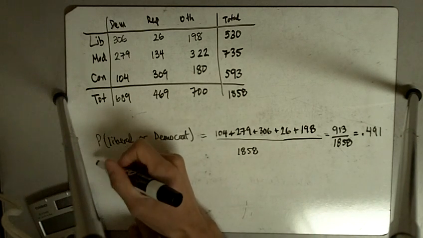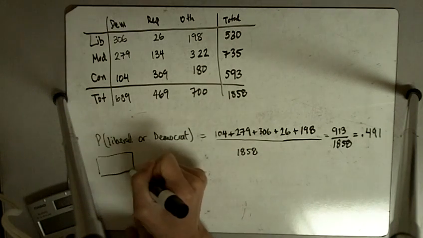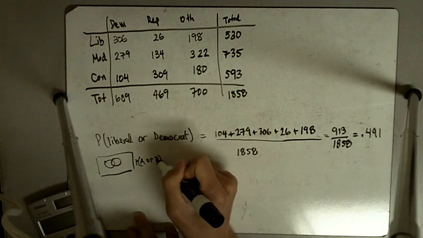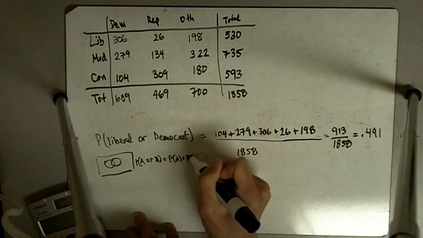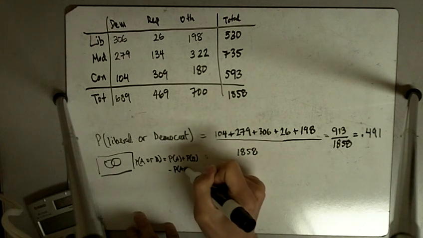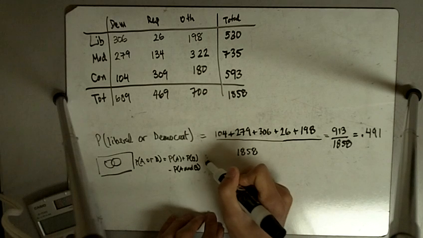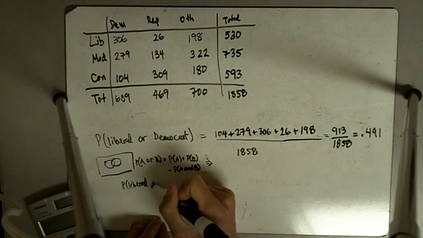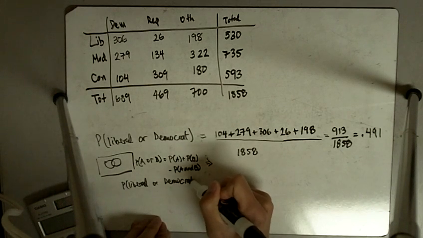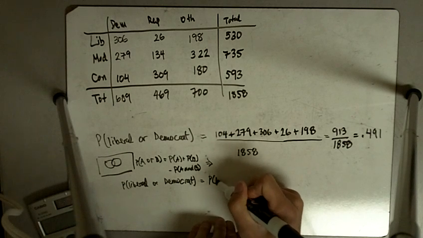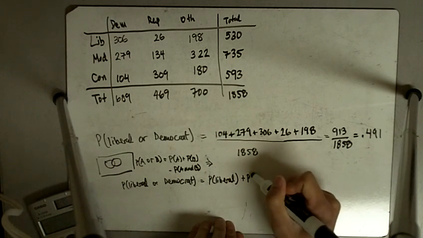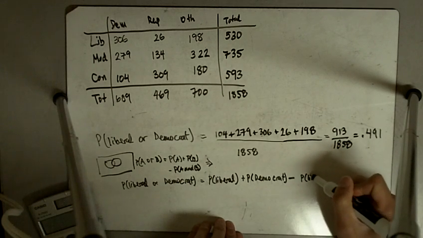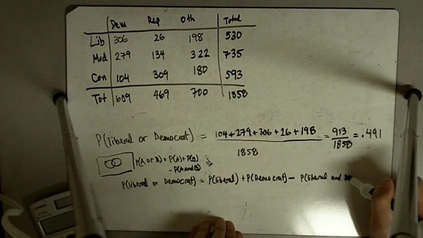We have to remember that from the Venn diagram, the probability of A or B is equal to the probability of A plus the probability of B minus any overlap, probability of A and B. So in this case, probability of liberal or Democrat, to answer this, I can do probability of being liberal plus the probability of being a Democrat minus the overlap, probability of being liberal and Democrat.